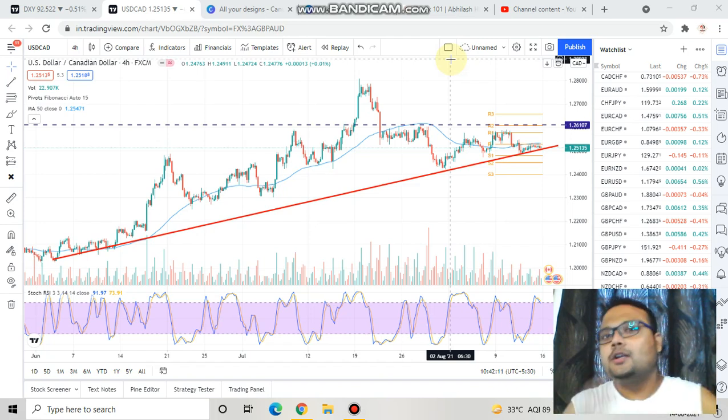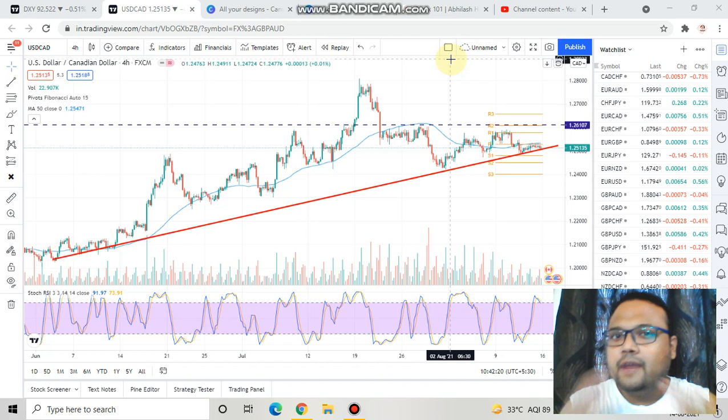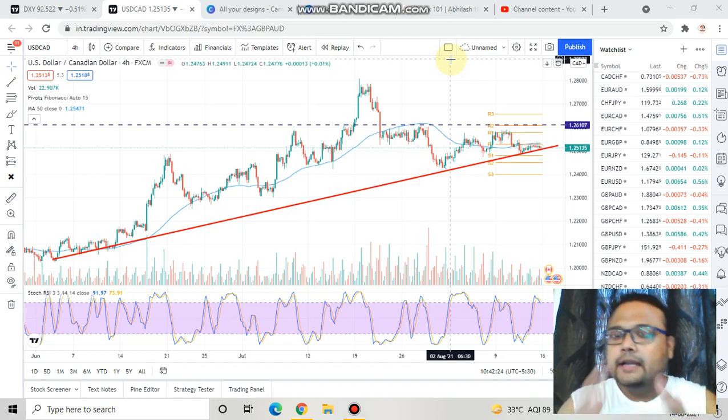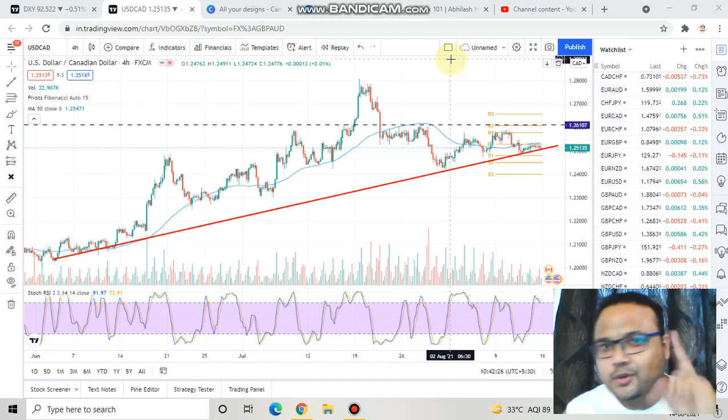But this chart looks simple and beautiful, but there are certain complications on this chart as well. So let's try to find out, let's try to understand what is going on on the chart of USD CAD. Then we'll be jumping to the strategy part. So let's get started.